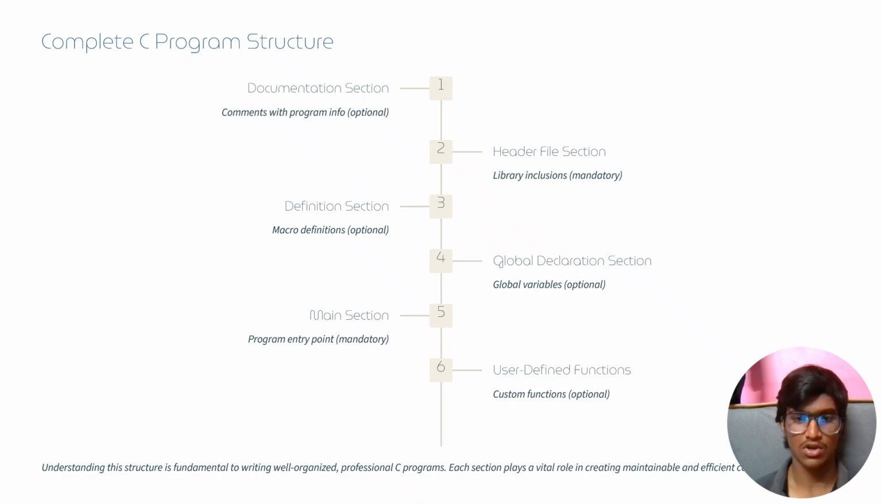Documentation section, comments with program info, optional. Header file section, library inclusions, mandatory. So header file section is mandatory. Definition section, macro definitions. Global declaration section, global variables, optional. Main section, program entry, mandatory. User defined functions, custom functions, optional.